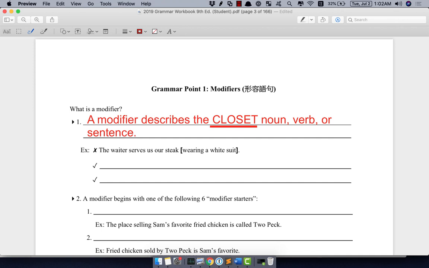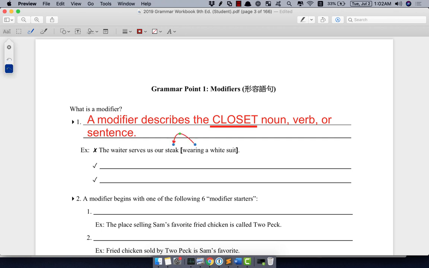What does that mean? If I tell you that in this sentence here, wearing a white suit here is a modifier, what does wearing a white suit here describe? According to the definition, a modifier describes the closest noun, verb, or sentence. So wearing a white suit would be describing, is it the waiter or the steak? Yes, you're right, it is the steak. So draw an arrow to the steak.